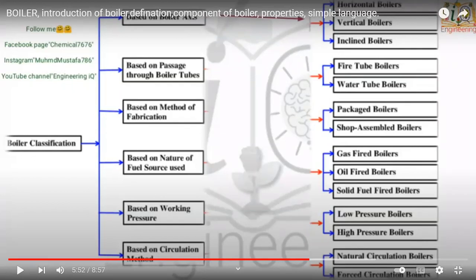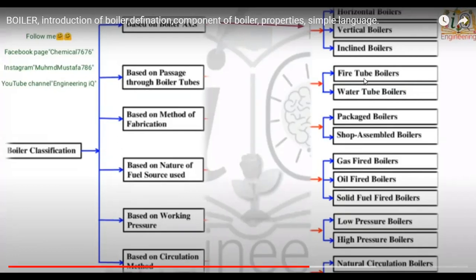Next is based on the passage through the boiler tubes. Meaning, the tubes in the boiler, what kind of passage they have inside, according to that we classify boilers into fire tube and water tube boilers. If the fire is flowing through the tube, then we call it a fire tube boiler, and if water is flowing through the tube, we call it a water tube boiler.